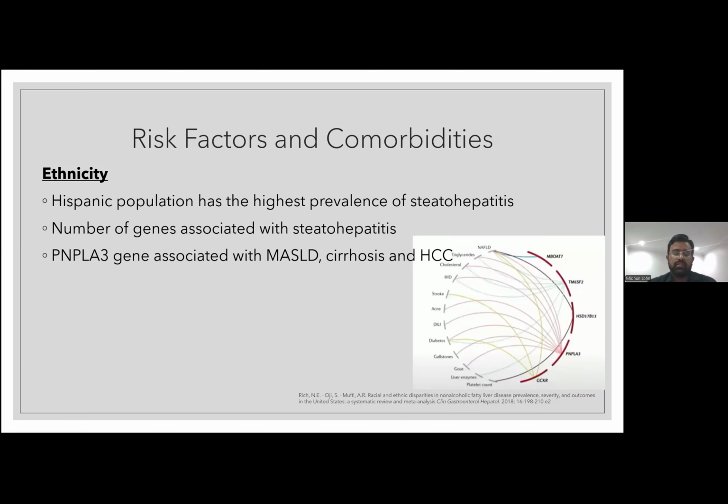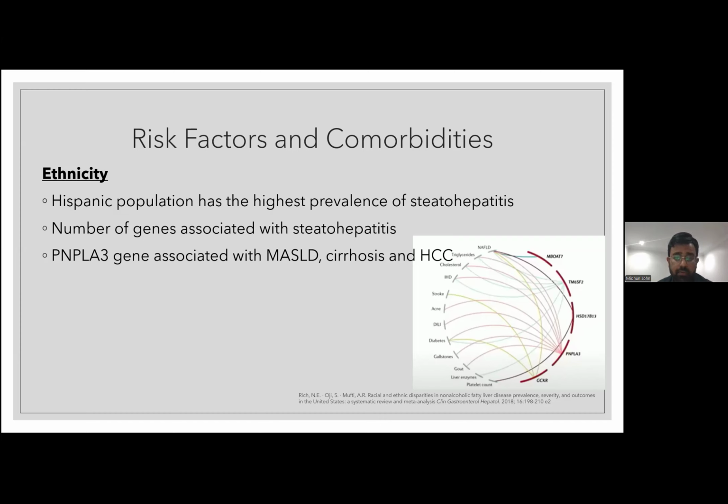The next risk factor is ethnicity. Now, there's quite a lot of research going on in this particular domain of MASLD, but over the past 2 decades, there has been a number of genes associated with steatohepatitis. The most famous gene that I came across was the PNPLA3 gene. And what we found is that there's an increase in the risk of MASLD, hepatocellular carcinoma, and cirrhosis by about 2 to 3 times. This may allow us to infer that there's geographic distribution of MASLD in the world.